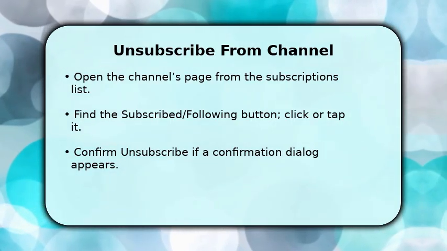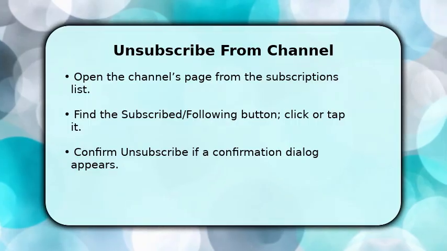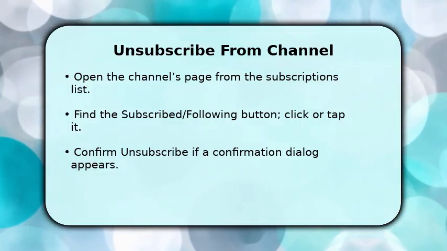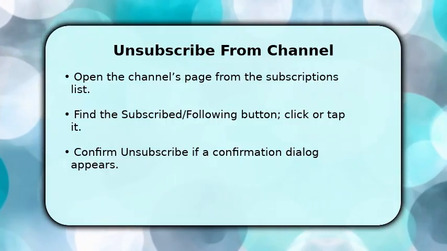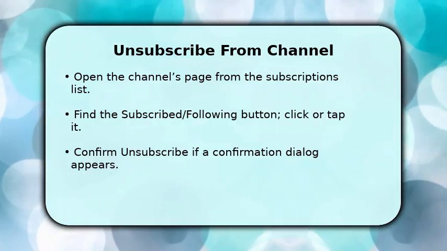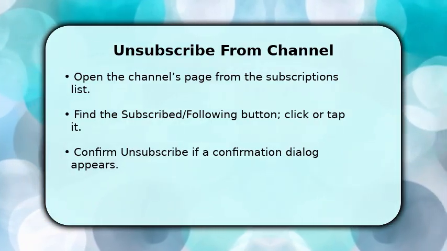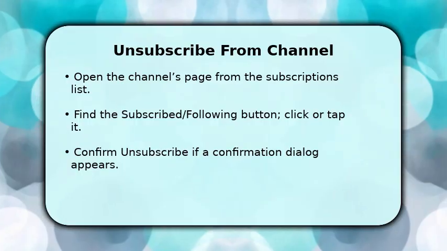Locate the subscribed or following button, it's usually highlighted, and click or tap it to toggle the state. Once toggled, a confirmation dialog may appear. Read it to confirm you won't lose other linked data. If there's a secondary menu, 3 dots or gear, use it to find unsubscribe. This ensures the platform updates your feed and notifications correctly.